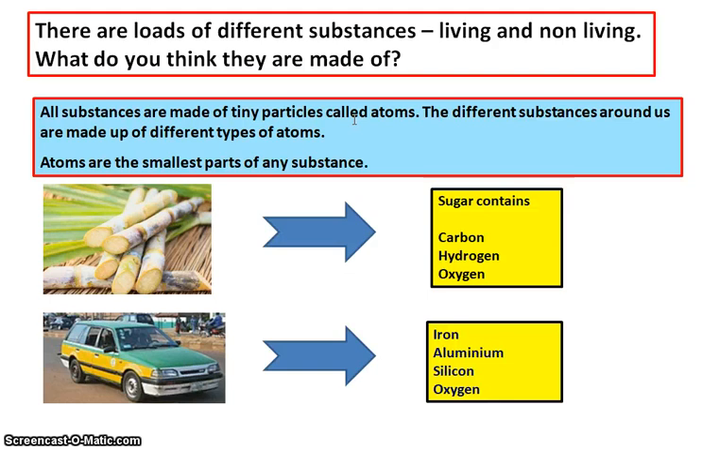So basically, let's look at this example. If you take sugarcane, for instance, you discover that it's made from atoms. Atoms are small particles. We will learn about elements very soon. Sugarcane, for instance, contains carbon, hydrogen, and oxygen. So that's atoms of carbon, atoms of hydrogen, atoms of oxygen combined to make sugarcane.